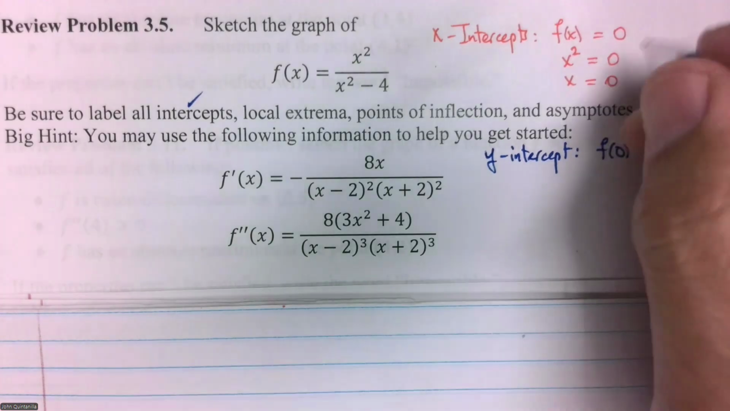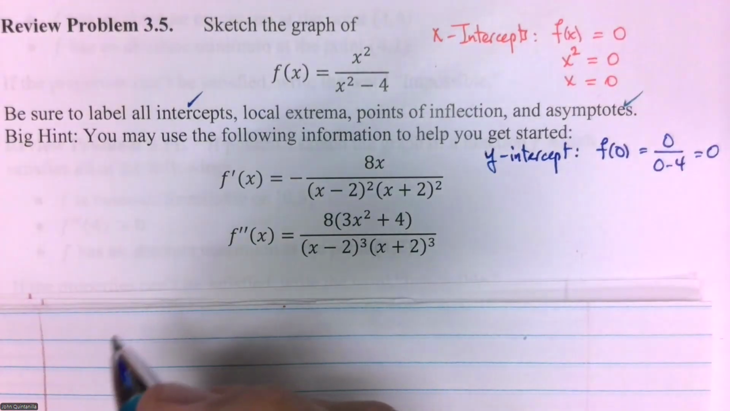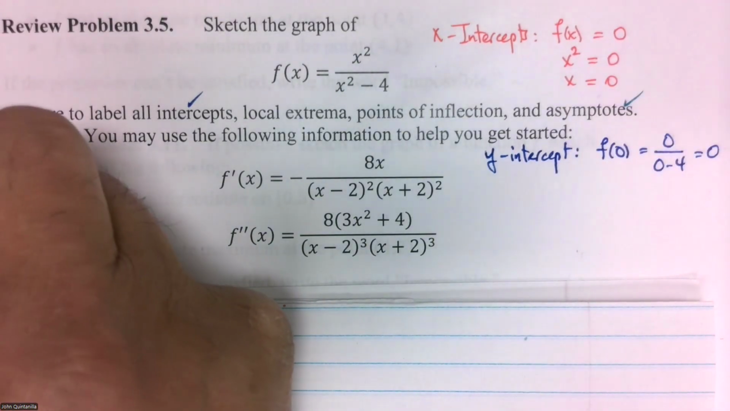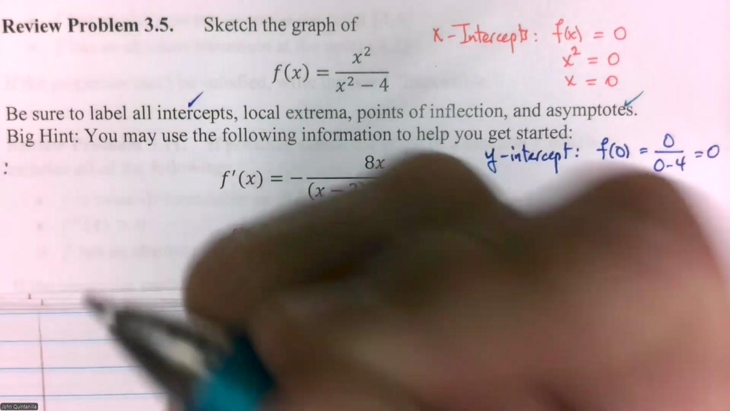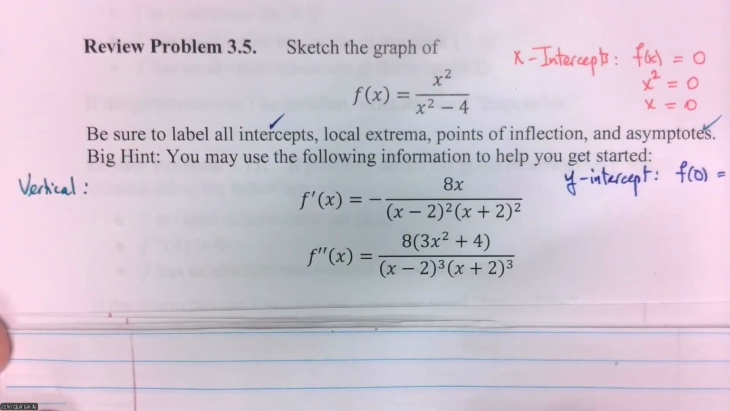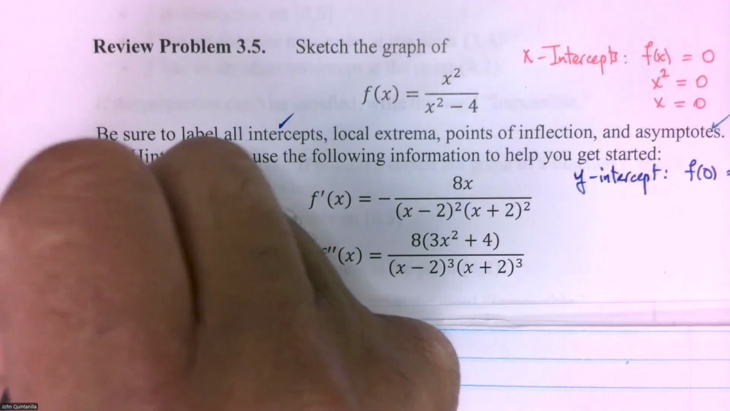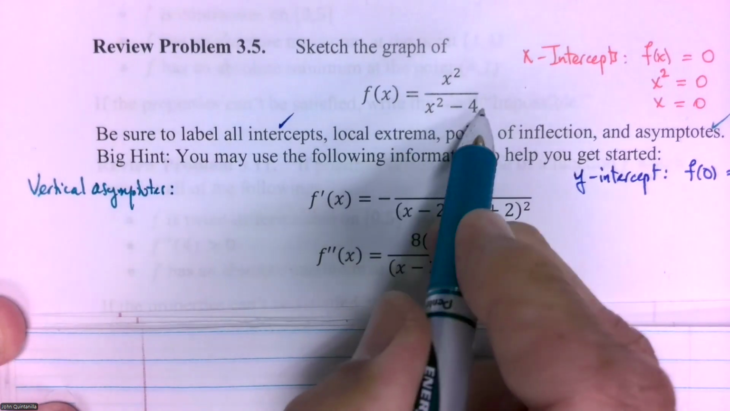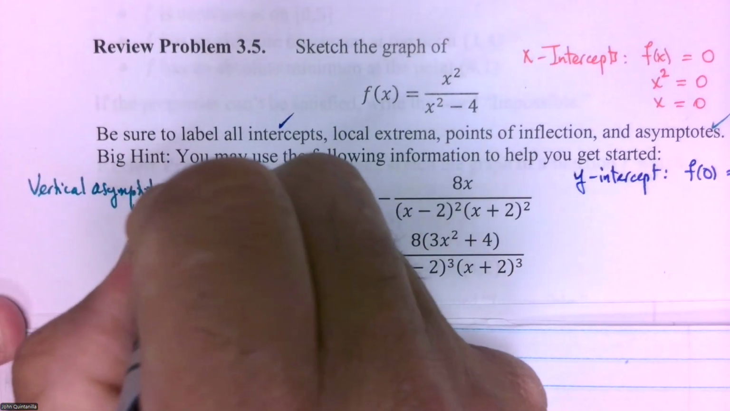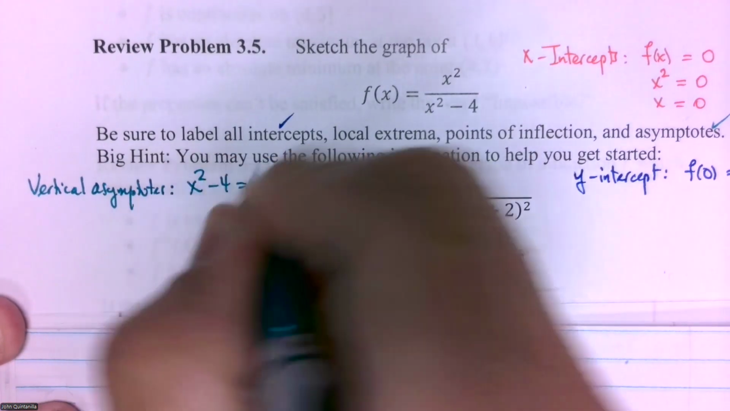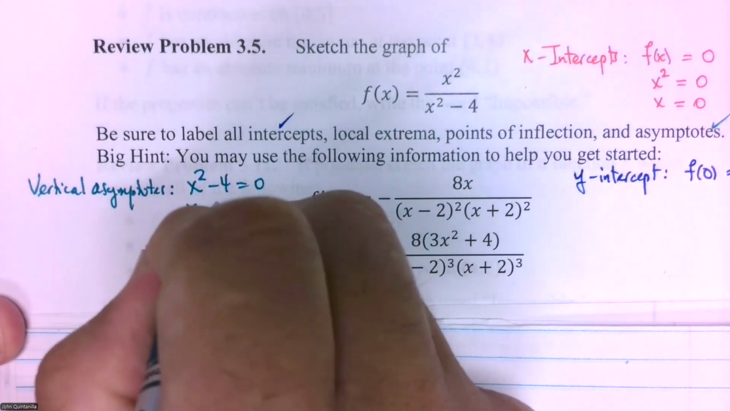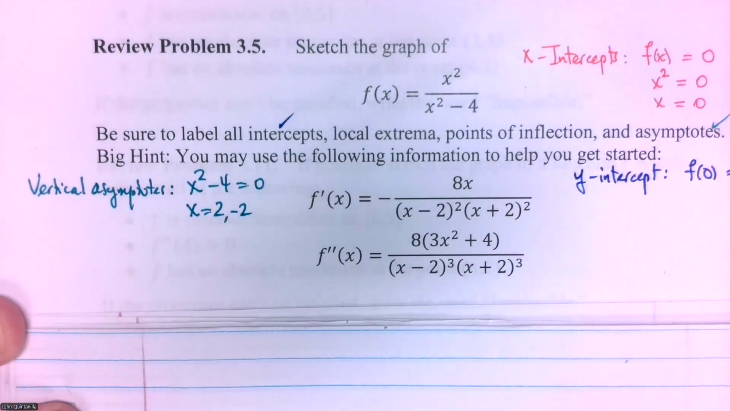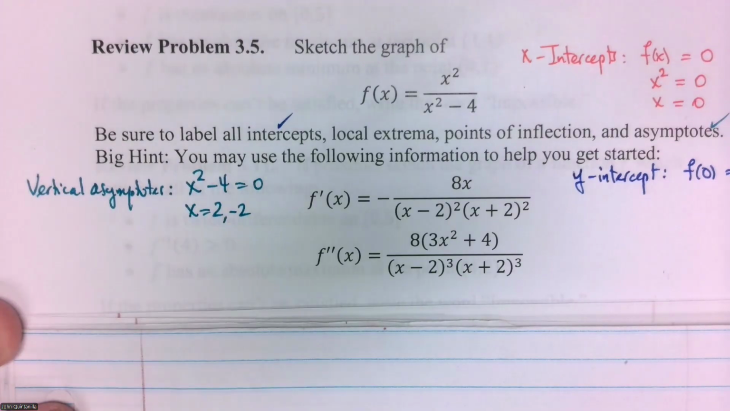Okay, now let's talk about asymptotes. First off, vertical asymptotes. The vertical asymptotes occur where the denominator is equal to 0. So I have vertical asymptotes when x squared minus 4 is equal to 0. And so that's x equals 2 or negative 2. And so those are the two places where I have vertical asymptotes.